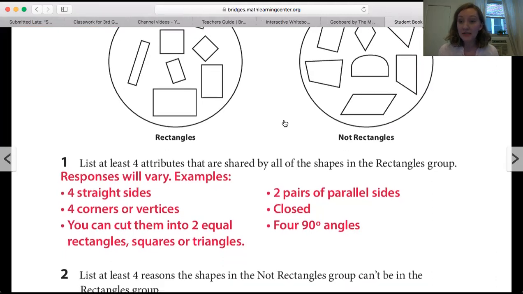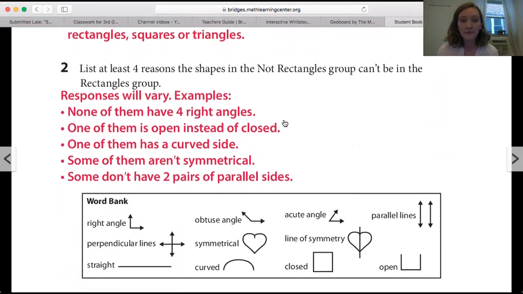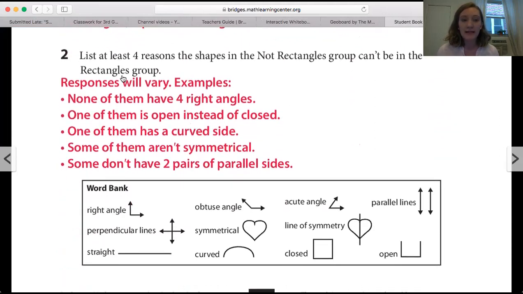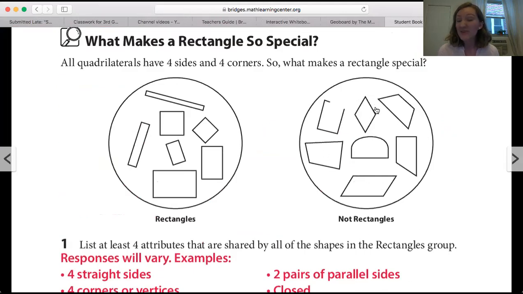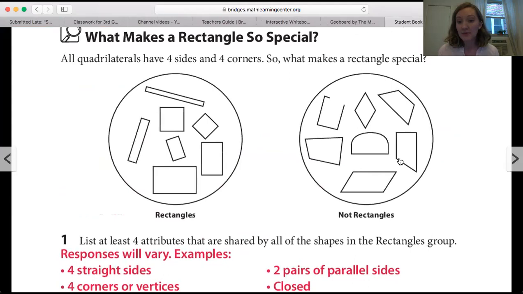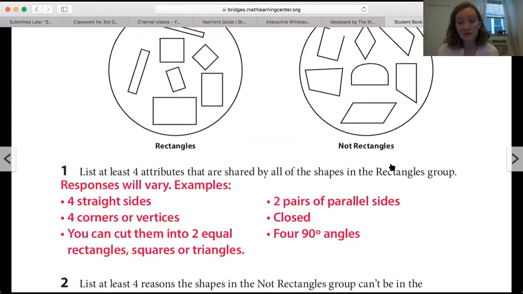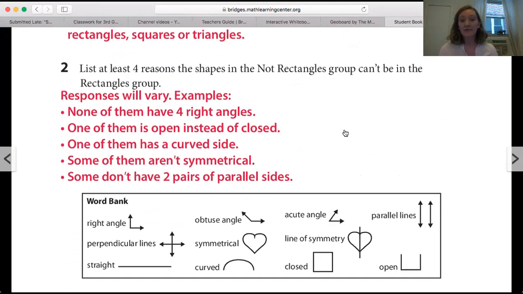I'm going to give you the answer now, so you can pause the video if you need more time to talk. Okay, so here are some reasons that they are not rectangles. None of them have 4 right angles. Let's look at that. Wow, none of them have 4 right angles. This one has 2 right angles, but this angle is obtuse and this angle is acute. That's a good answer. None of them have 4 right angles.